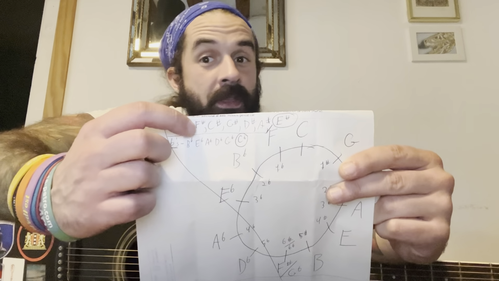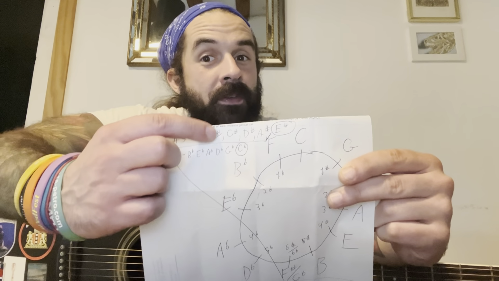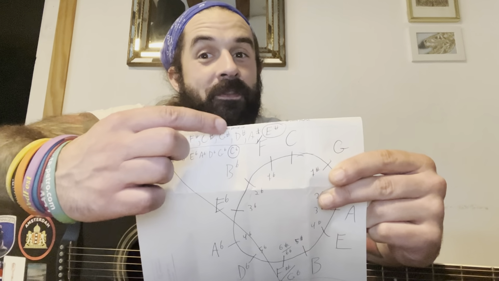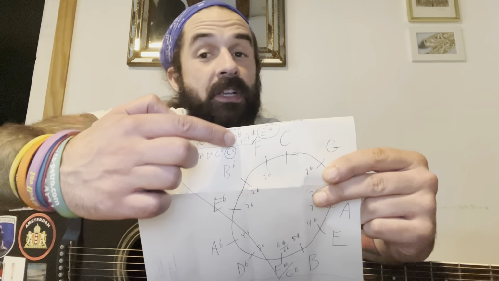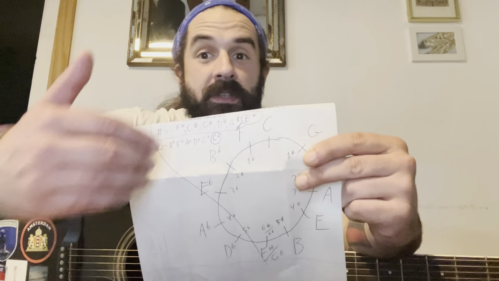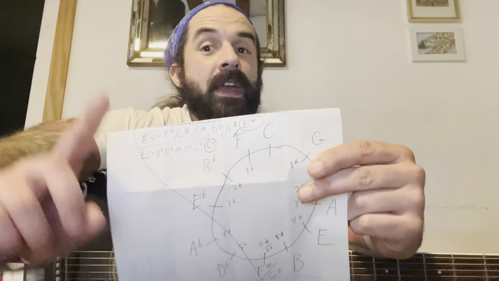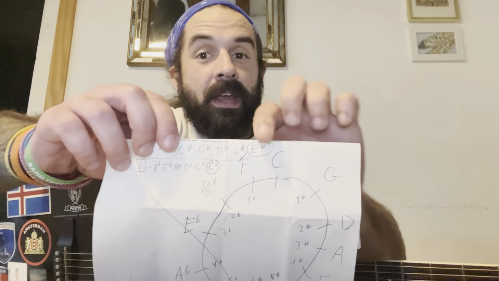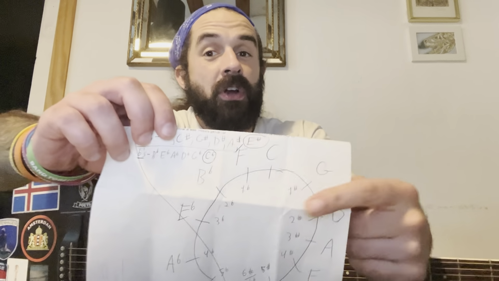F sharp, the fifth of F sharp is C sharp. The fifth of C sharp is G sharp. The fifth of G sharp is D sharp. It's the same pattern. It's just moving up in fifths, okay? The one thing that I do want to show you right here that I have circled is E sharp.